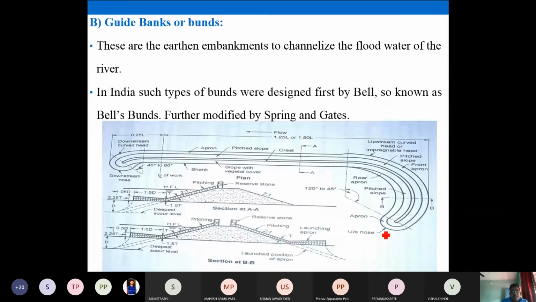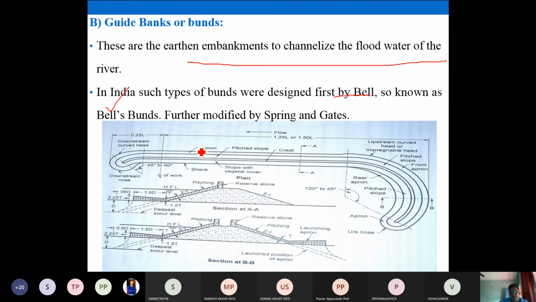Then let us see the guide bunds, the second part, also called bunds. Guide bunds are earthen embankments to channelize the flood water of the river. In India, such bunds were first designed by Bell, the inventor, so they are known as Bell's bund. As per his name, the name of that bund is the Bell bund.